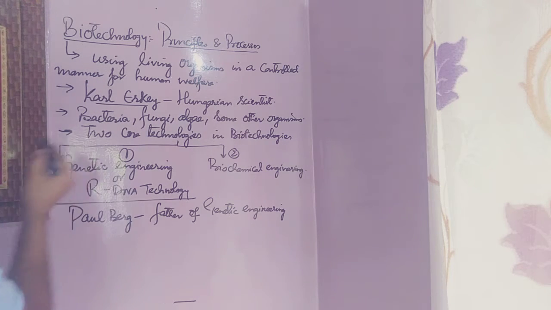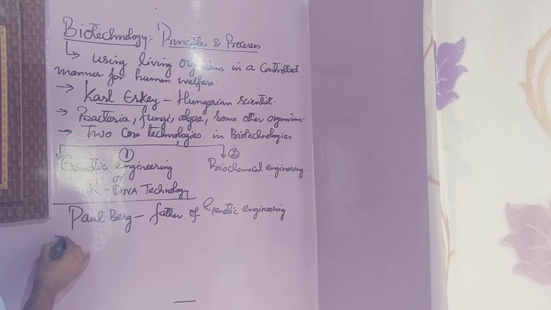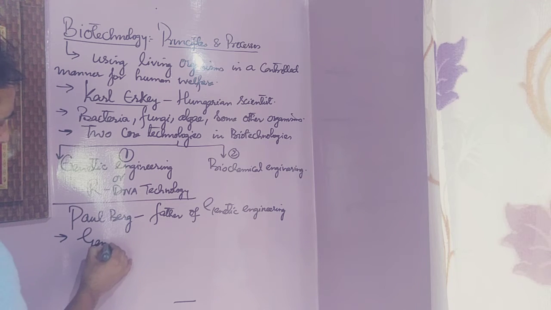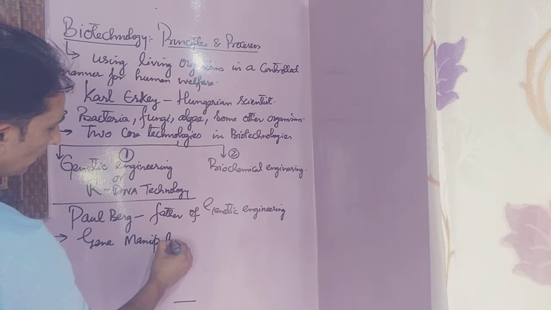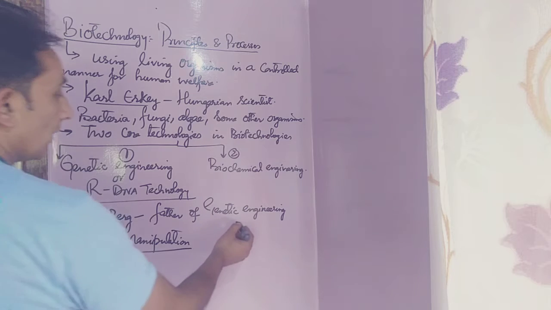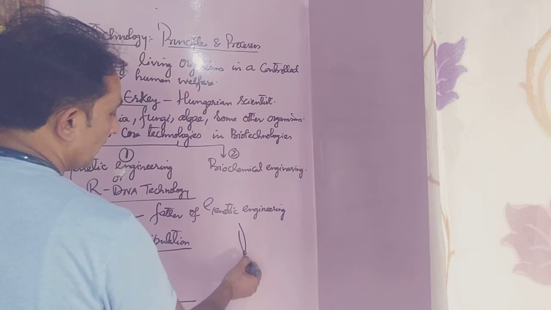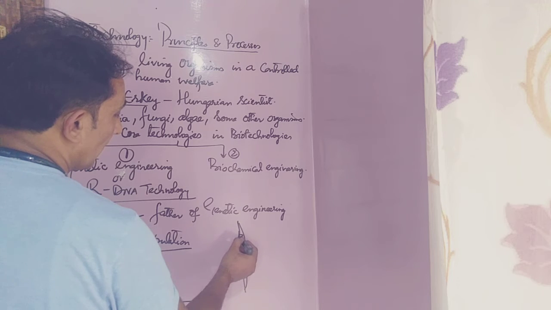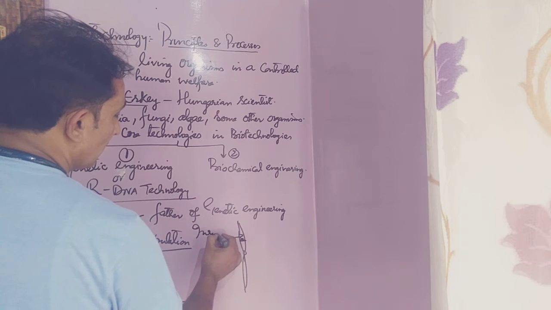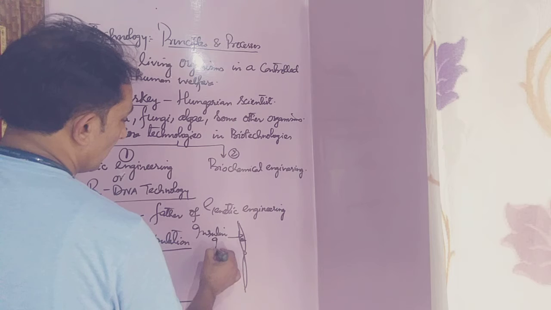Now, this system deals with the gene manipulation process. Gene manipulation means, for example, there is a gene in humans. I will draw over here a chromosome of humans. In humans, there is a gene known as the insulin gene. This is the insulin gene.